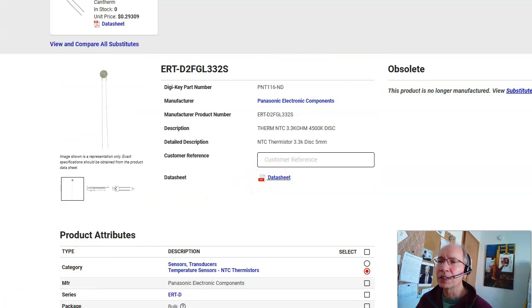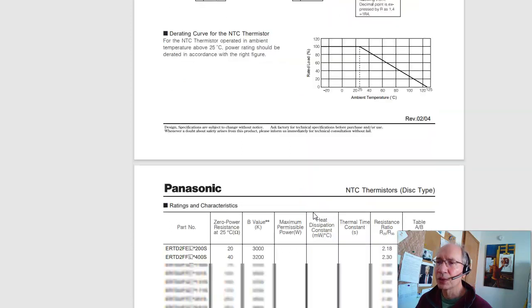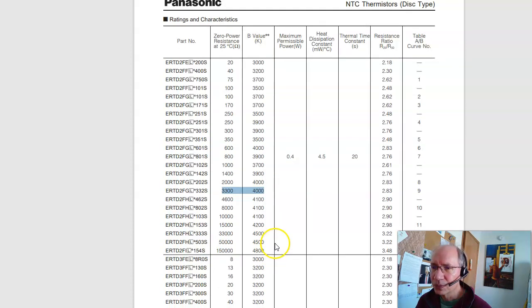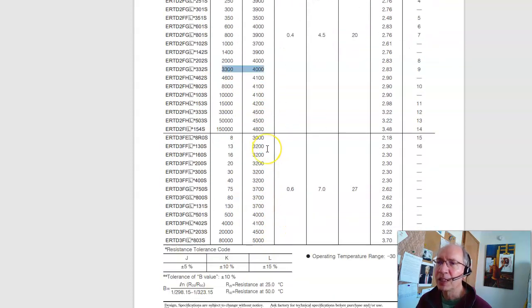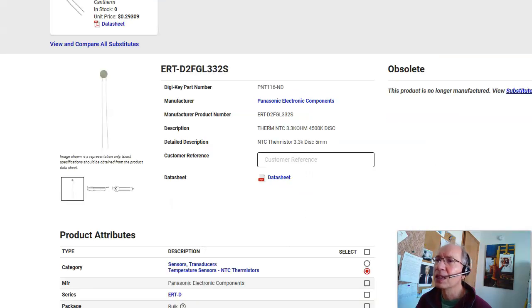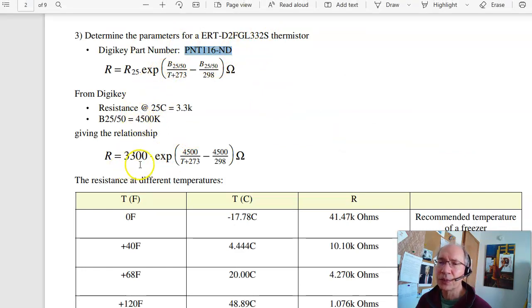If you click on the data sheets, here are the data sheets for that part, how you order it. From here, you've got the resistance at 25 Celsius. Here's the one we're looking at. There's the B value. That's really the only two numbers you need in the data sheet. And there's more information here. I really just care about those two numbers. What those two numbers tell me is that here's the model for the thermistor. It's 3,300 ohms, 4,500 Kelvin. So what the equation looks like is this.